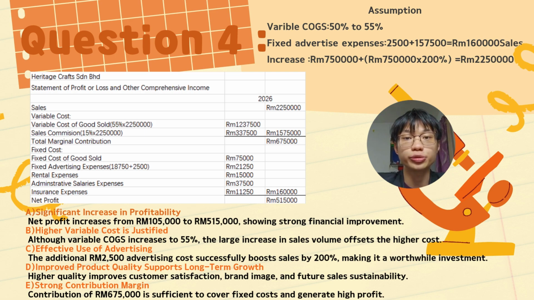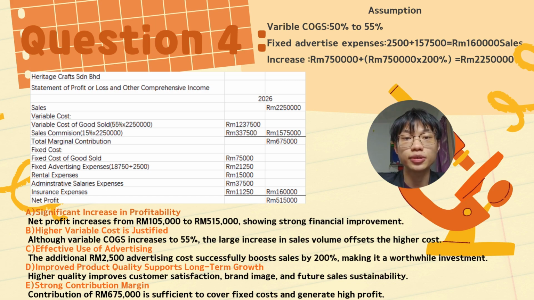At the new sales level, total variable cost amounts to 1,575,000, resulting in a contribution margin of 675,000. This shows that despite higher variable and fixed costs, the increase in sales significantly improved the total contribution. After considering the increased fixed advertising costs, total fixed costs rise slightly to 160,000. When the contribution margin of 675,000 is deducted by the new fixed cost, the company earns an operating income of 515,000.